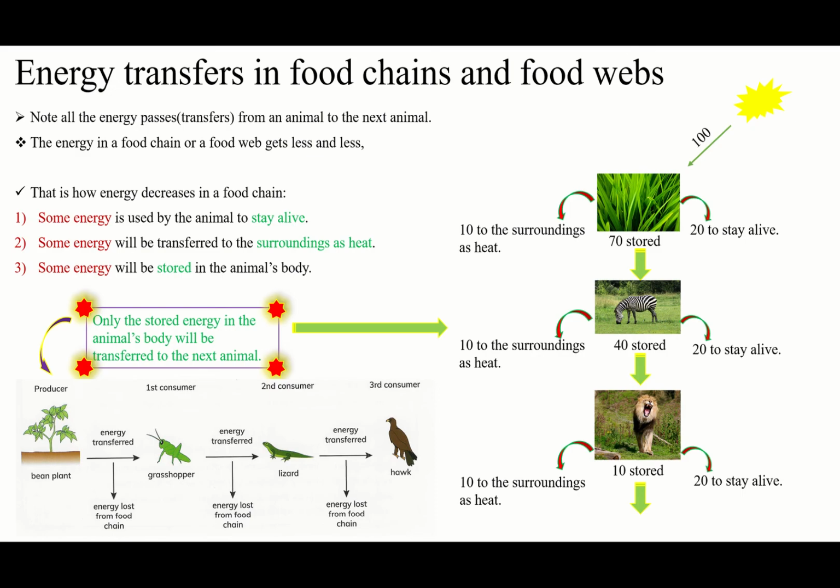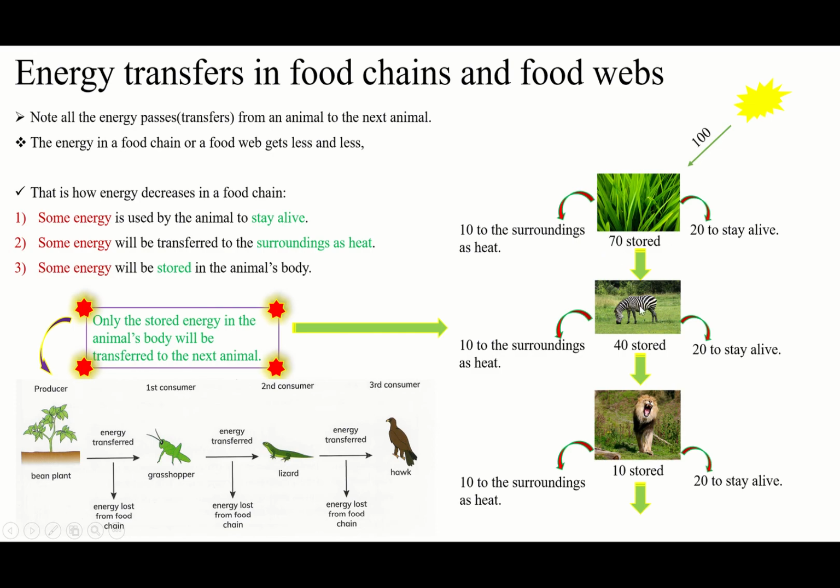Okay, so 100 energy goes to the grass. The grass is going to use 20 of the energy to stay alive, and 10 will transfer to the surroundings as heat. How much is left? We have 100. We use 20 to stay alive, 10 to the surroundings. It means 30 will be used, right? How much left? 70. 70 is going to be stored in the grass.